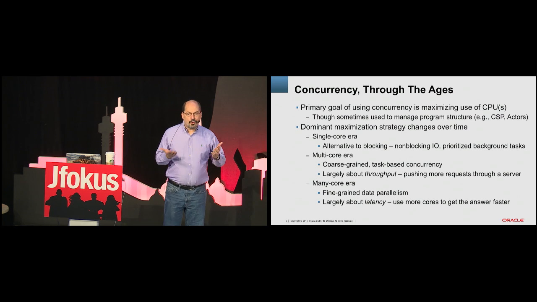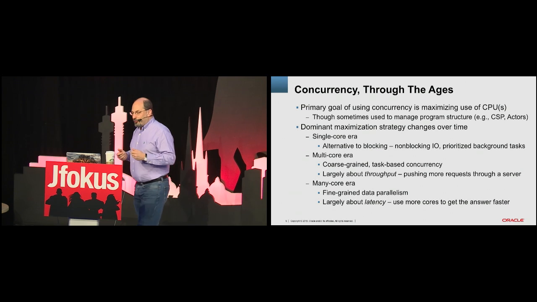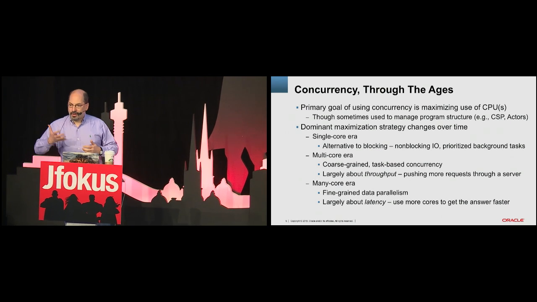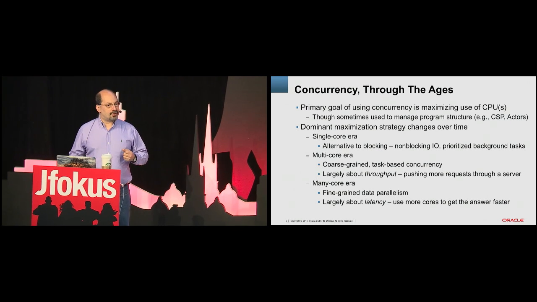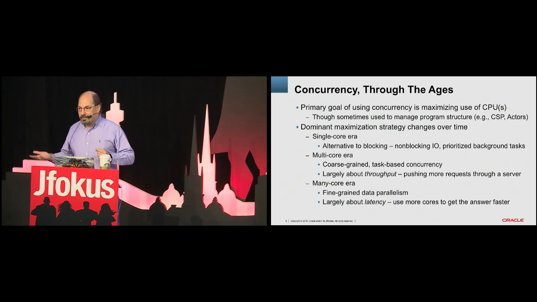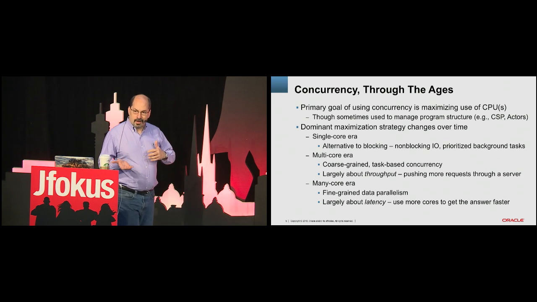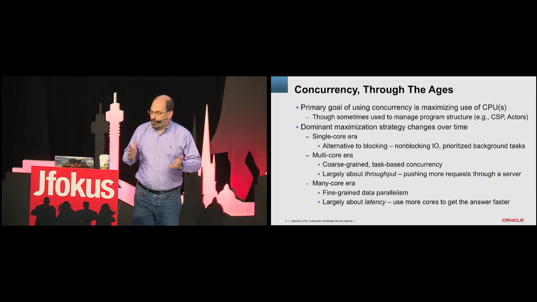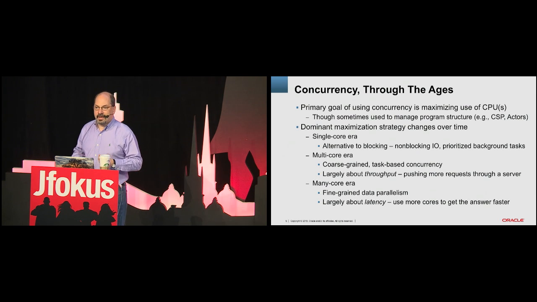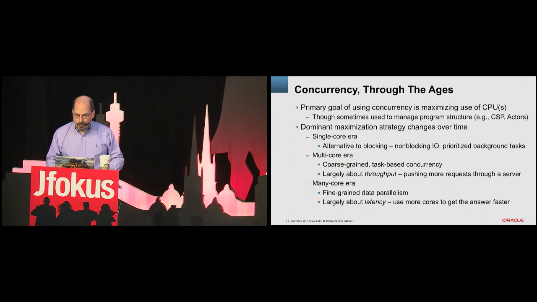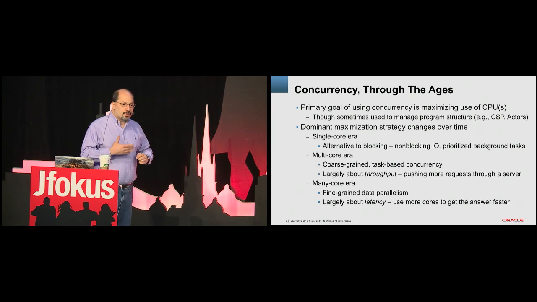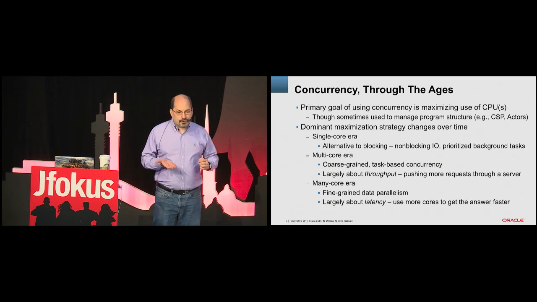Concurrency has, for the most part, always been a tool for performance. You have this relatively expensive machine. You want to get all the cycles you paid for. Sometimes we use concurrency for structuring our programs, in models like CSP or actors. But for the most part, we use concurrency to maximize the amount of performance we can get out of a chip.